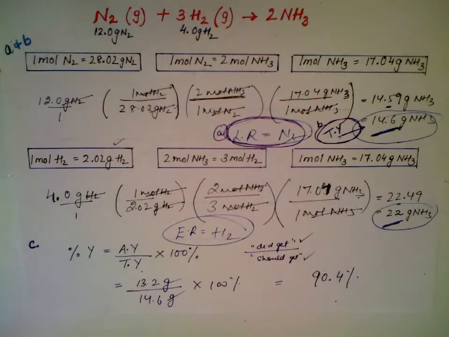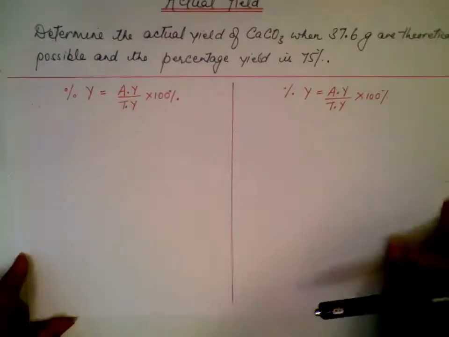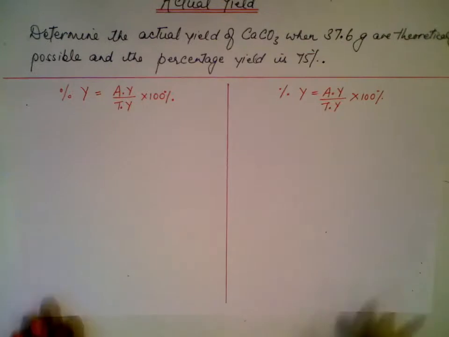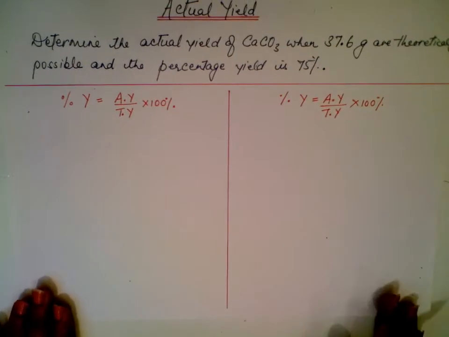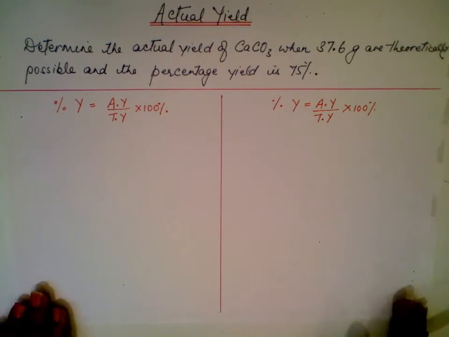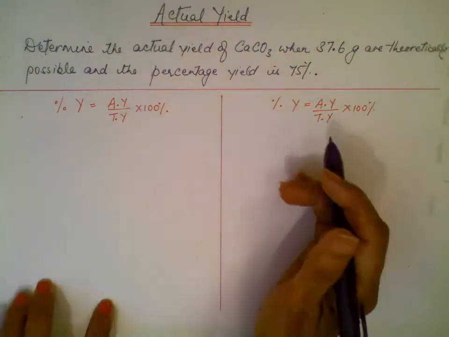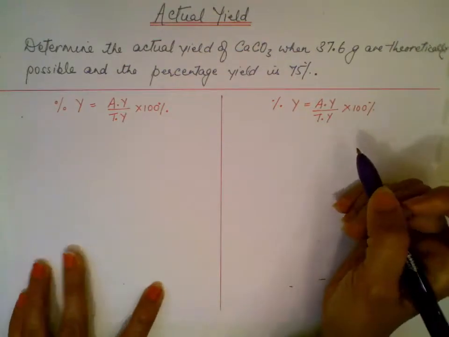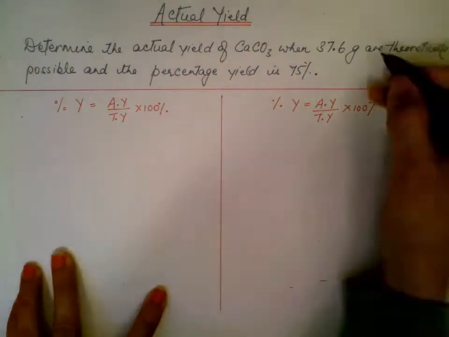Okay guys, so in this problem the actual yield was given to you. You determined the theoretical yield and at the end you figured out the percentage yield. Let's do one more problem where you have to figure out the actual yield. So here the problem says, determine the actual yield of calcium carbonate when 37.6 grams are theoretically possible and the percentage yield is 75%. So what is given to you?